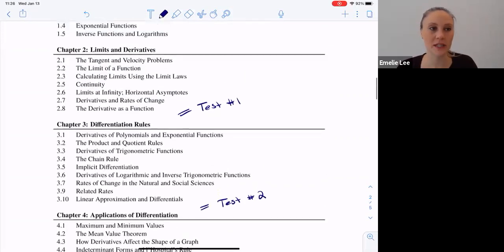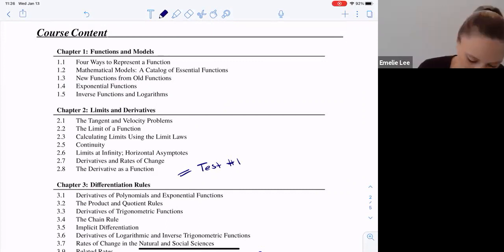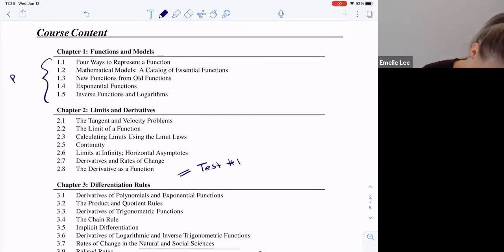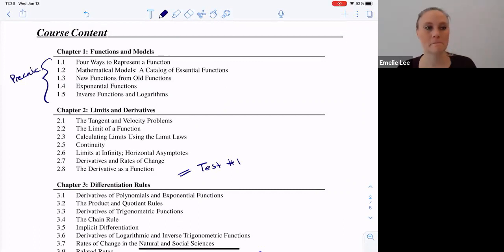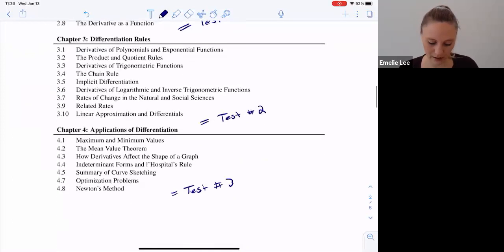So test 1 definitely has a lot of stuff on it, right? But this here is mostly just pre-calc. So we'll go through it, but it should be review, so it should feel pretty good.